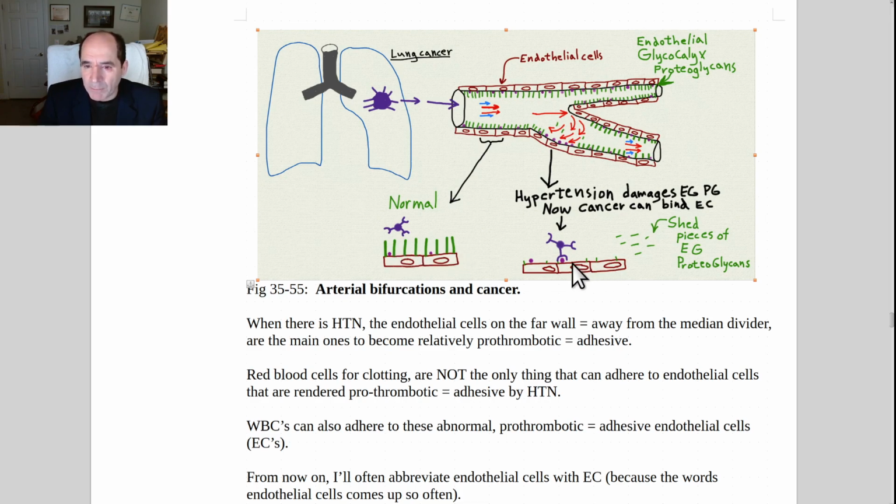But the antithrombotic glycocalyx, EG for endothelial glycocalyx, is shed in the context of hypertension, in the context of eating a high-fat meal. And then metastatic cells are more able to bind to these adhesive molecules that are located down deep in the grass, so to speak. And that increases the risk of metastatic disease. So these are the things I'm showing you, and they're pretty interesting.